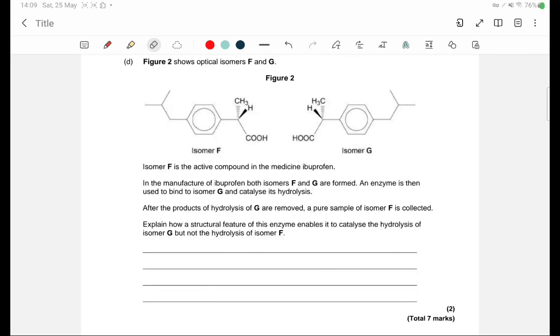Okay, so question D is really just a GCSE biology question. You can answer it with the same level of sophistication as you would have done in GCSE biology, just with the addition of some A-level chemistry terminology. Enzymes have active sites, and only the G enantiomer has the correct stereochemistry to be complementary to it.